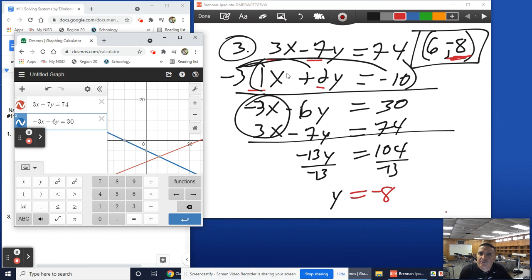What that means is when I multiply by negative 3, this equation and this equation are exactly the same. They're the same equation. We just made it look the way we wanted. That's why we multiply by negative 3. That should help you. Now we did number 1 and number 3.